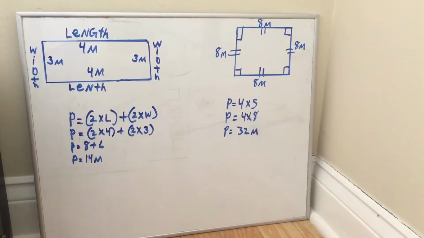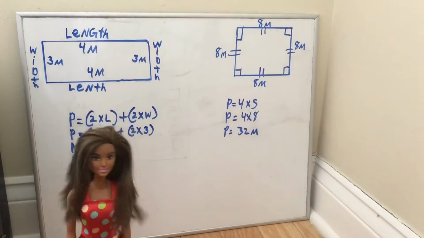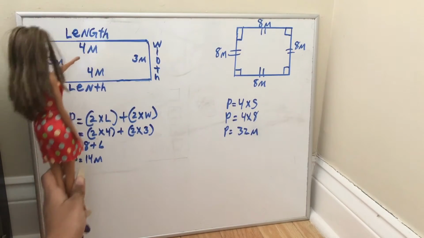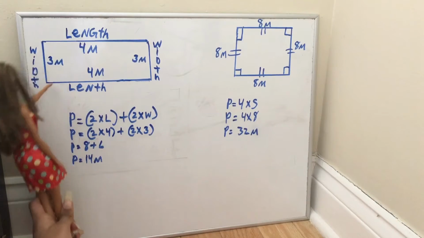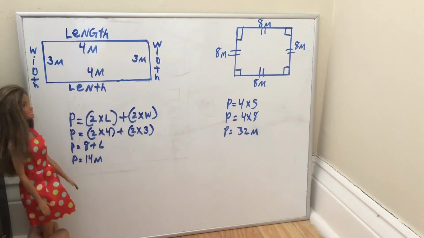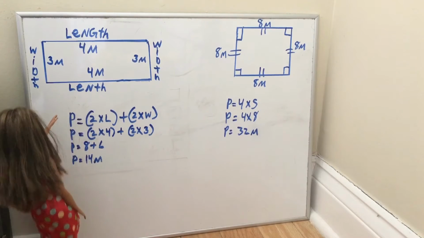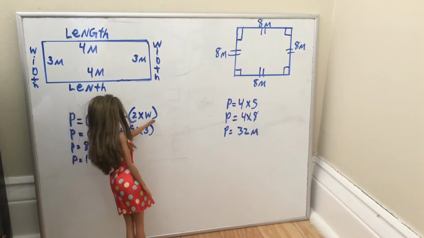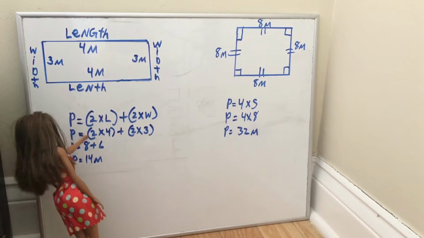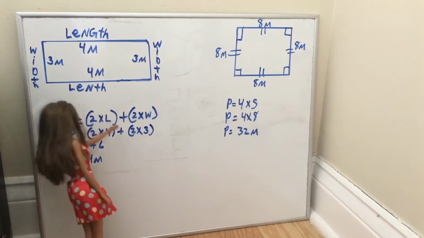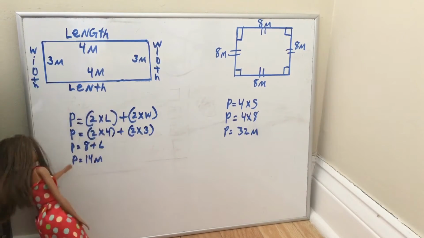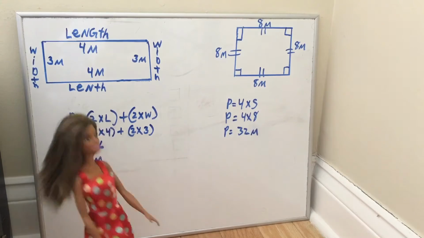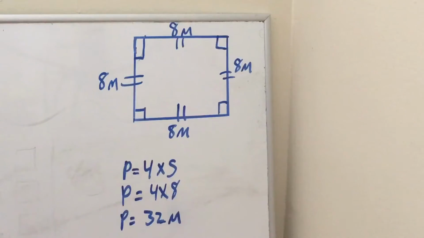Okay, it's good. So, we're going to learn how to find the perimeter of this rectangle. The length is always longer than the width. The length is 4, the width is 3. So over here, we have to use this formula. P equals 2 times L. L means length, plus 2 times W. W means width. P equals 2 times 4, which is length, plus 2 times 3, which is width. 8 plus 6 equals 14. Because 2 times 4 equals 8, 2 times 3 equals 6. So we add both of them.